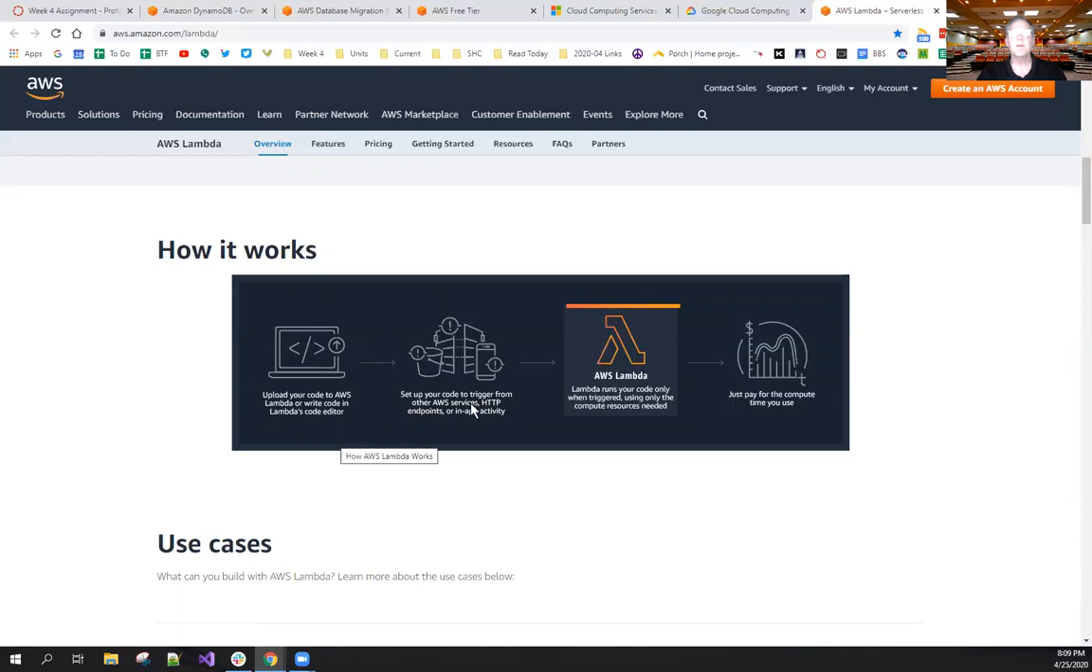And you can set up your code to trigger from other AWS services, HTTP endpoints, or in-app activity. For example, you could have your code just sitting there, and something externally triggers it. I mean externally, like from another server, or from another service across the internet.